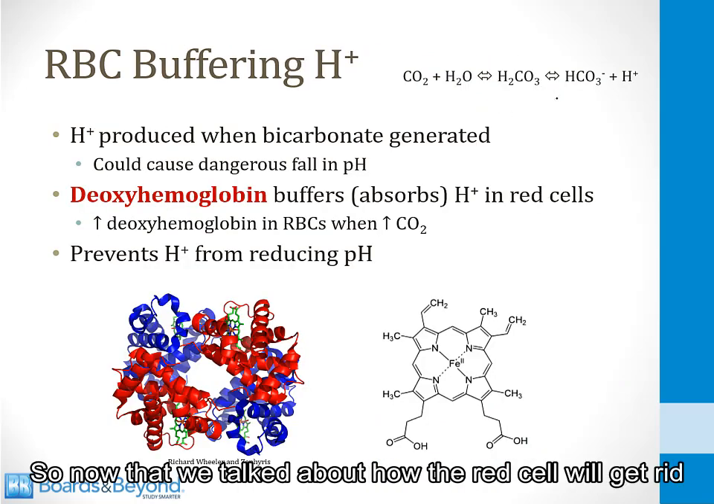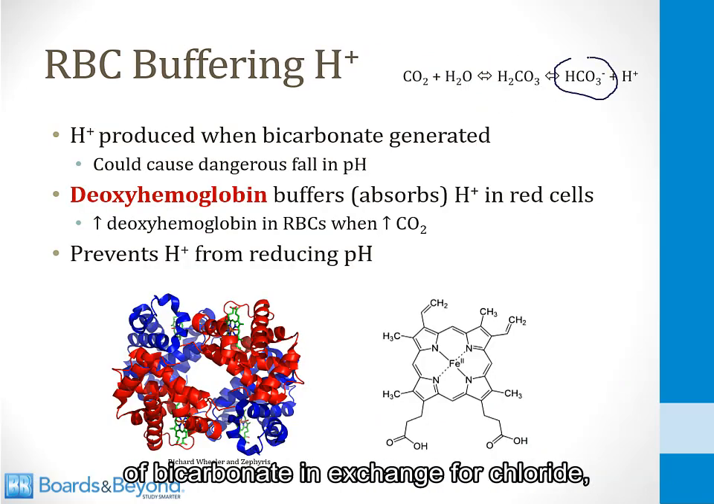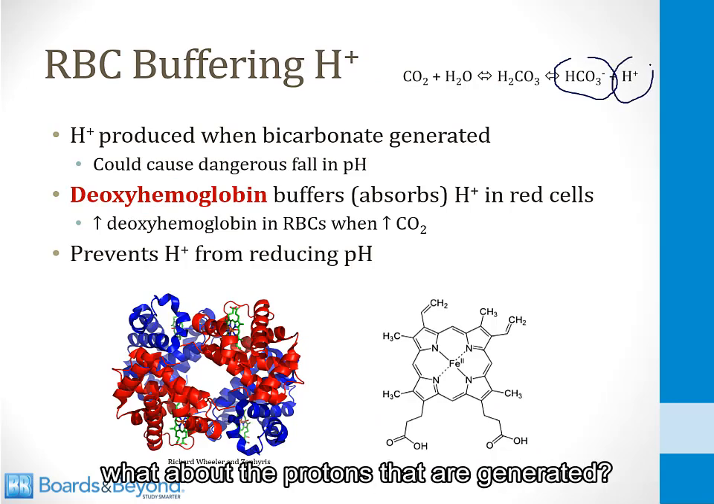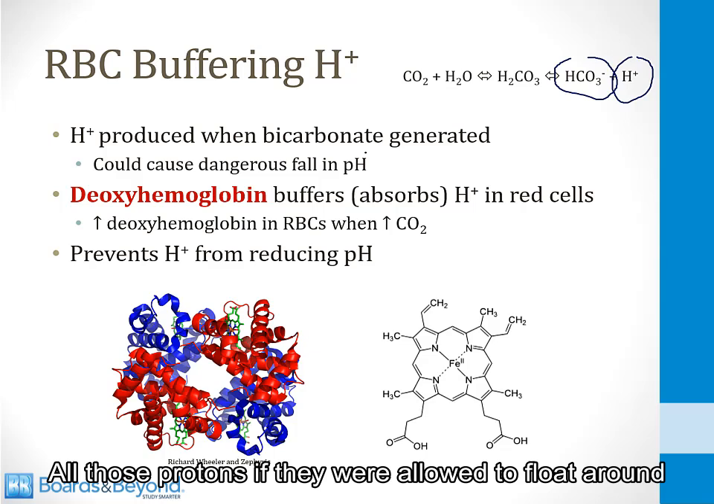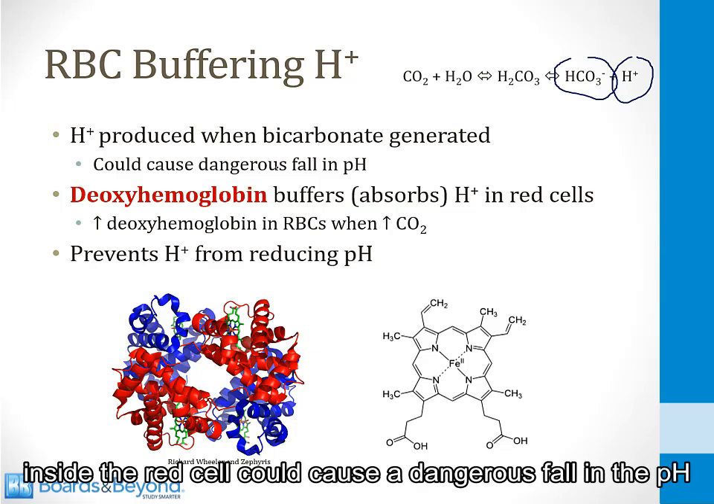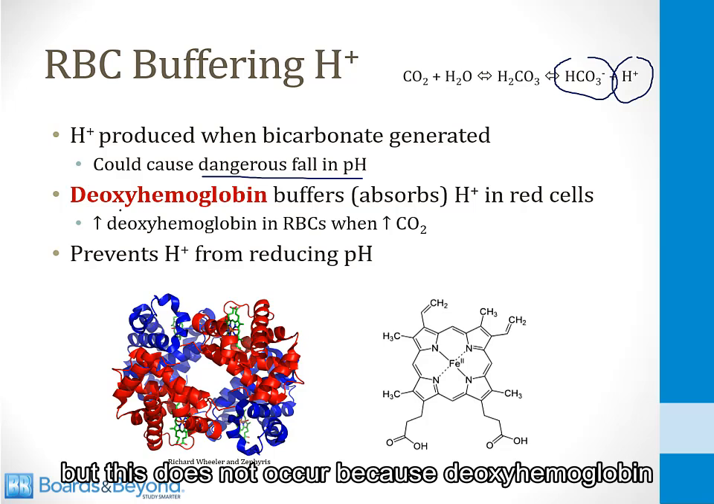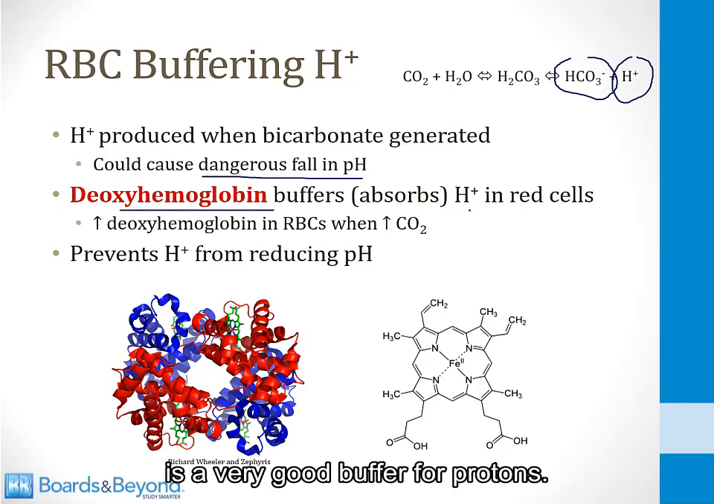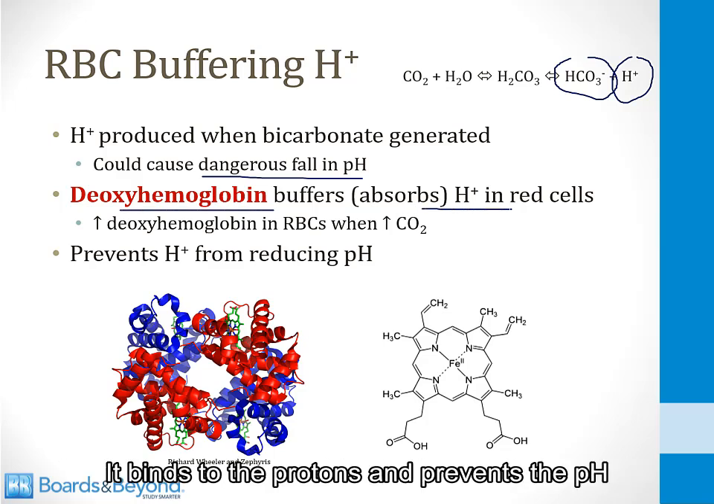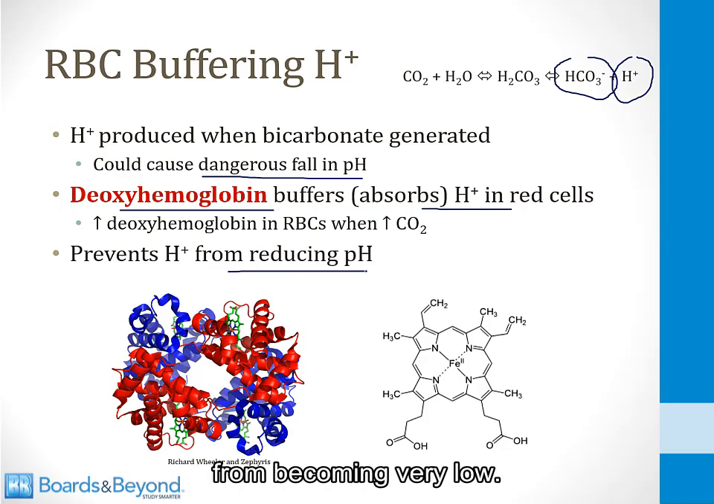So now that we talked about how the red cell will get rid of bicarbonate in exchange for chloride, what about the protons that are generated? All those protons, if they were allowed to float around inside the red cell, could cause a dangerous fall in the pH, which could be deadly to the red cell. But this does not occur because deoxyhemoglobin is a very good buffer for protons. It binds to the protons and prevents the pH from becoming very low.